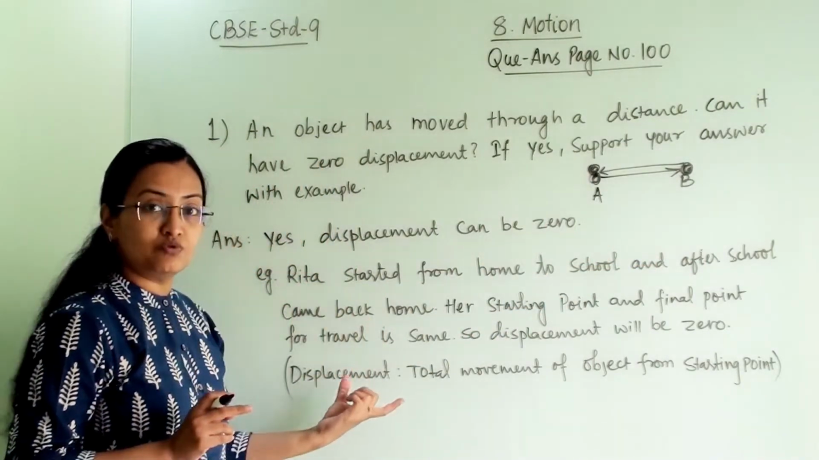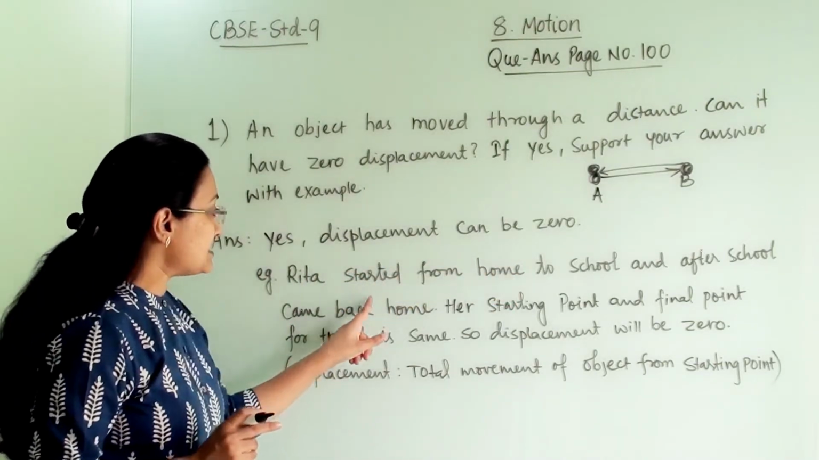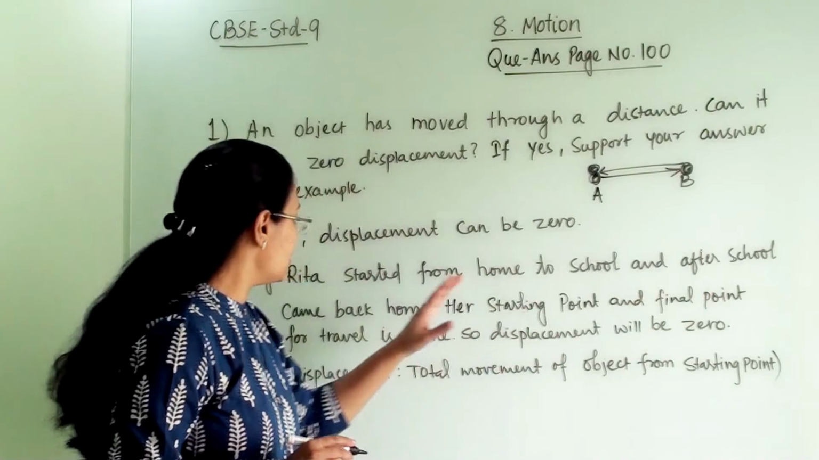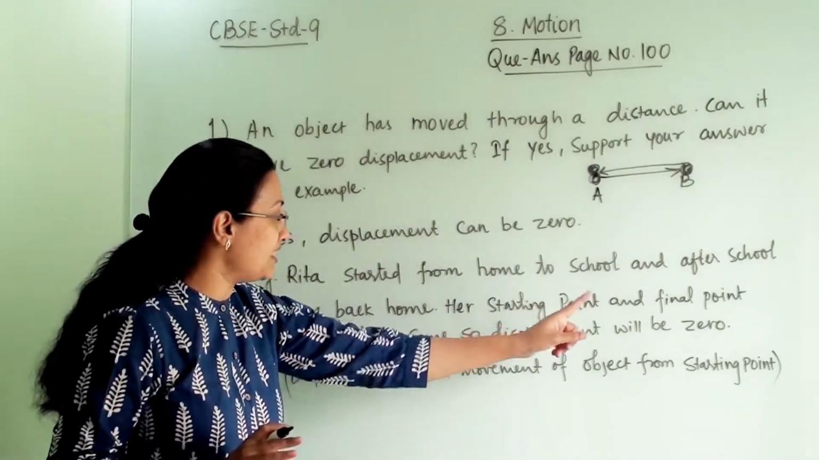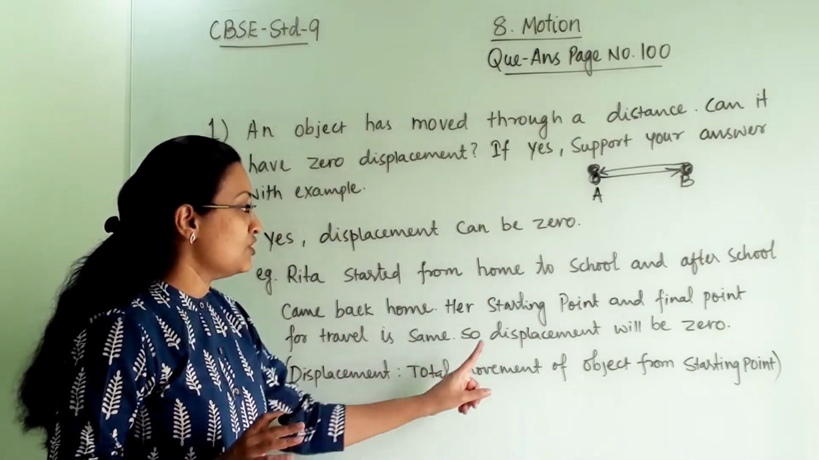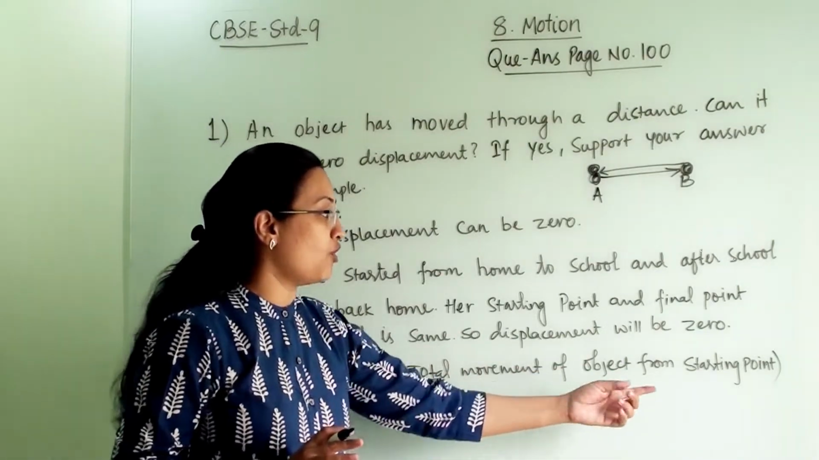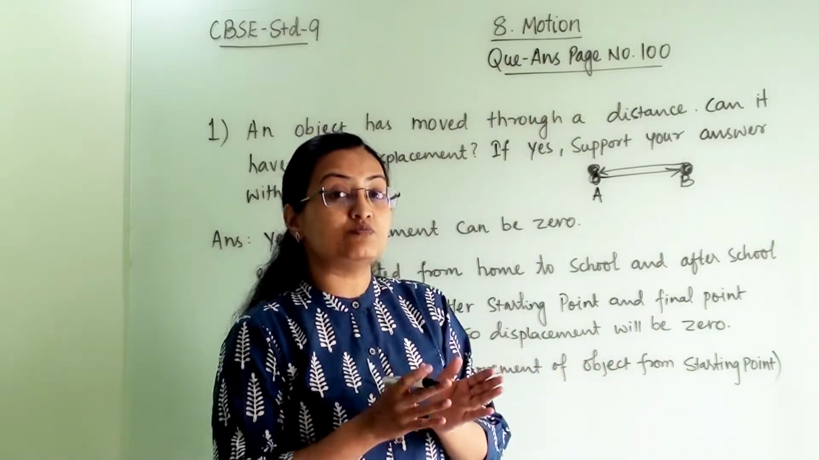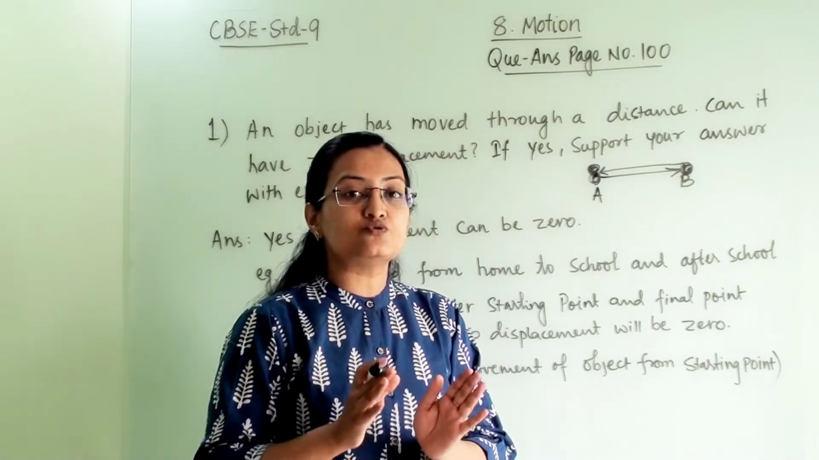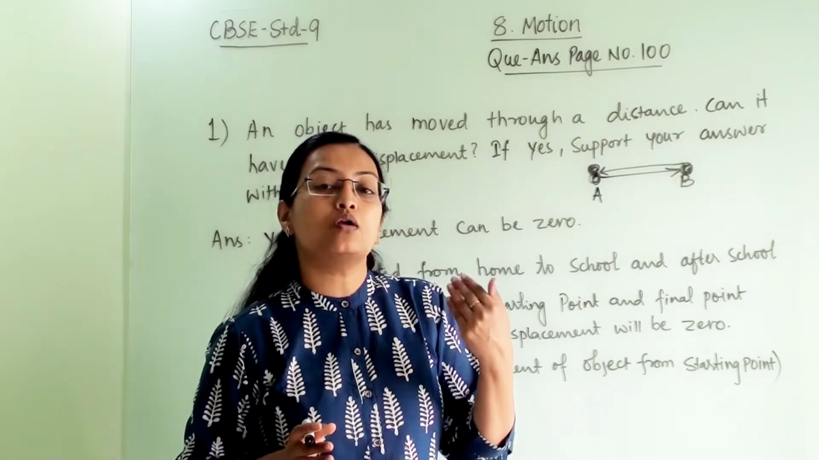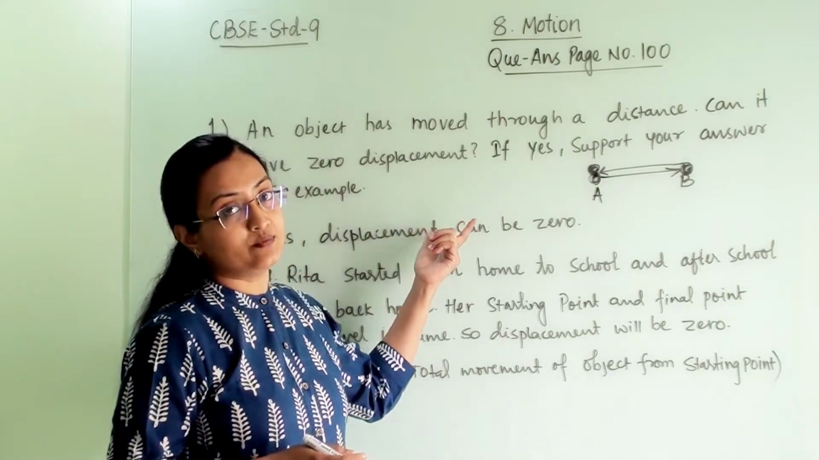So like this we will write our answer that yes, displacement can be zero. Rita started from home to school and after school came back to home. Here I have given the example. Her starting point and final point for the travel is the same. So displacement will be zero, where displacement is the total movement of an object from the starting point. So displacement can be zero, displacement can be lesser than the distance, but distance will always be the same or more than displacement. So here the answer will be that displacement can be zero.